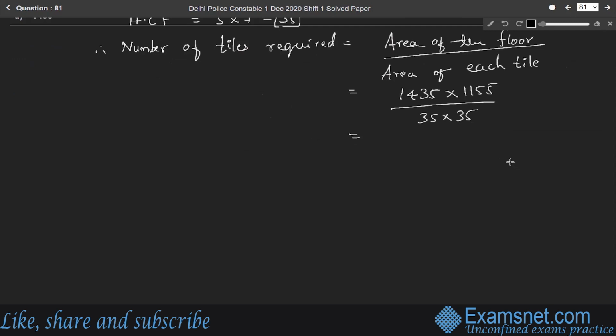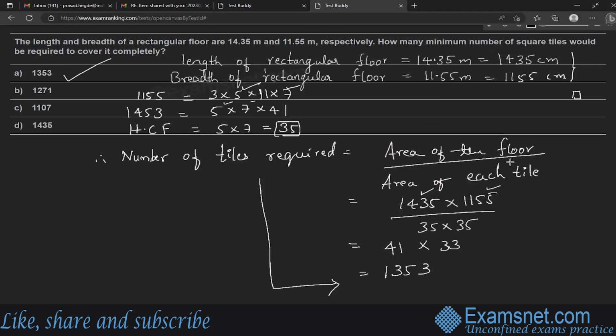So 1435 can easily be divisible by 35, and also 1155, because 35 is the common factor, right? Therefore, 35 into 41 is 1435, and 35 into 33 is the second number, 1155. 41 into 33 is 1353. So the number of tiles required is 1353. Therefore, option A is the right answer.